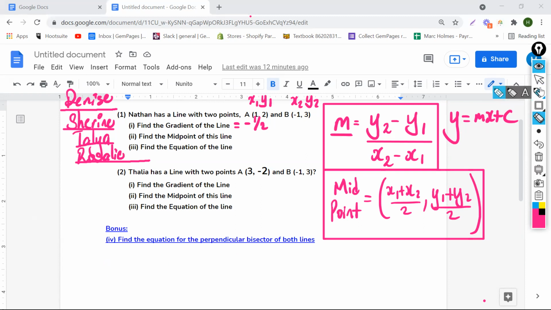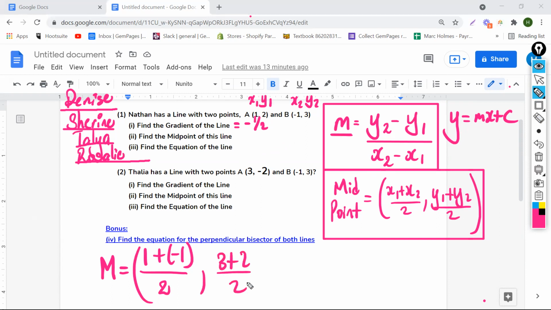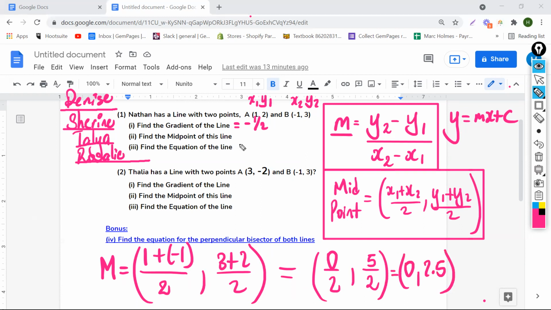And I'm going to do the midpoint. Cool. M is the midpoint. And we're going to say x1 plus x2. x1 in this case, guys, is 1 plus -1. So a +1 plus a -1 is gonna give you 0 in the end over 2. And then the other one is going to be 3 plus 2 over 2. Cool. And this would give you 0 over 2 and 5 over 2. So you should end up with 0 and 2.5.